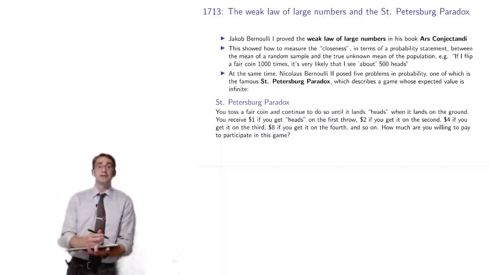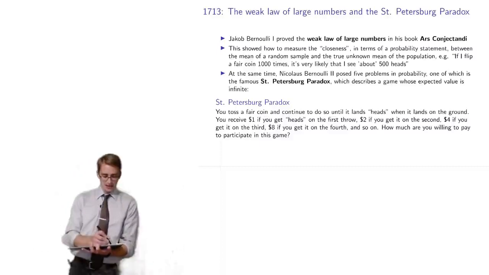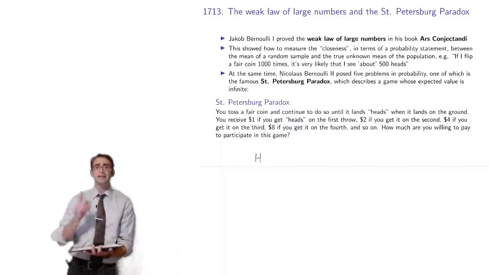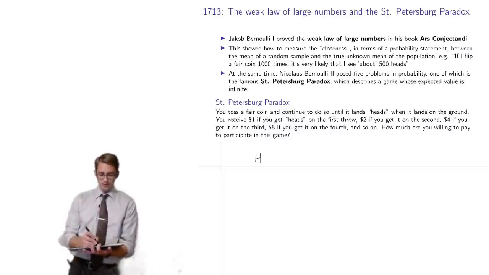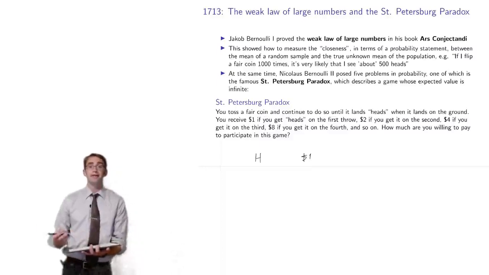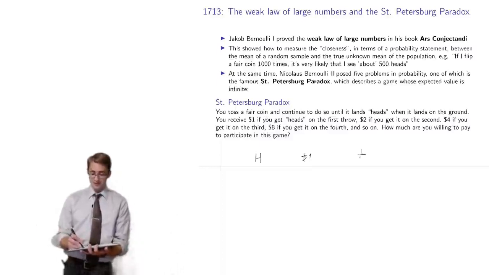So what are the options here? Let's write down what could happen. Maybe I get heads, or you get heads. You're the one playing the game. If you see heads on the very first flip, then you would earn $1. And what is the probability of that happening? It's 1/2, because you'd either get heads or tails on your very first flip.